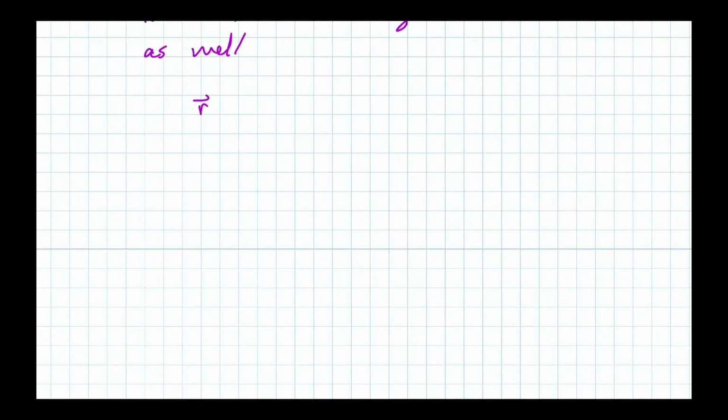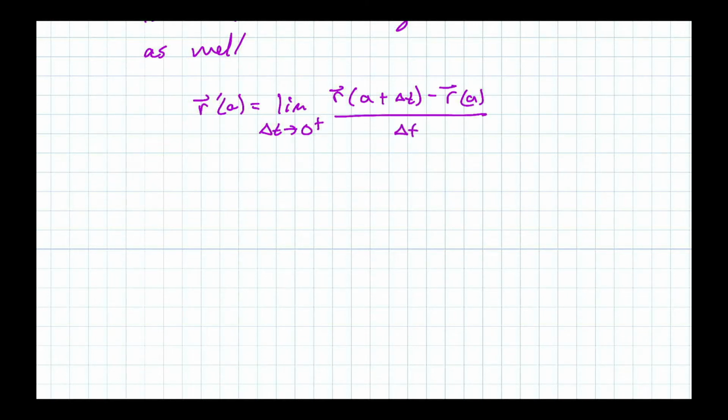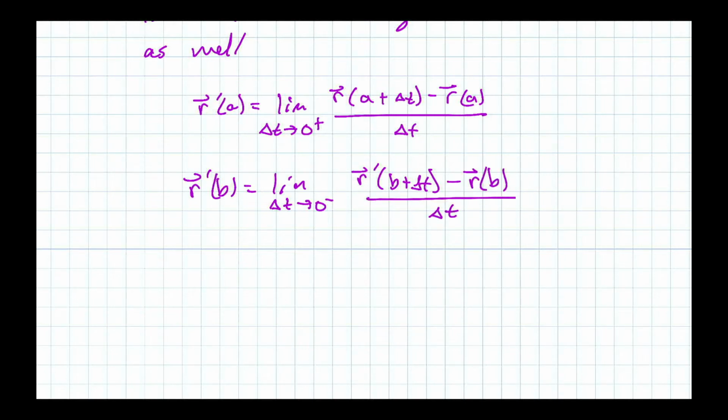So r prime of a equals the limit as delta t goes to 0 from the right side of r of a plus delta t minus r of a over delta t. And the other one is r prime of b equals the limit as delta t goes to 0 from the left of r of b plus delta t minus r of b over delta t.